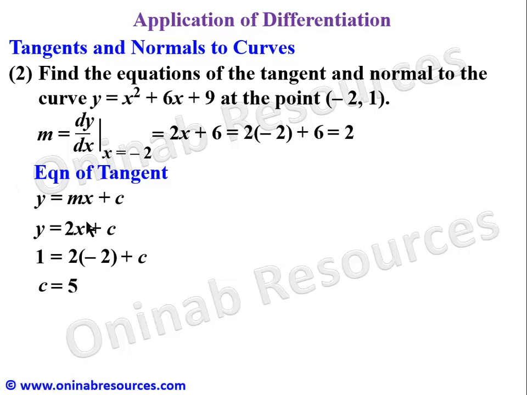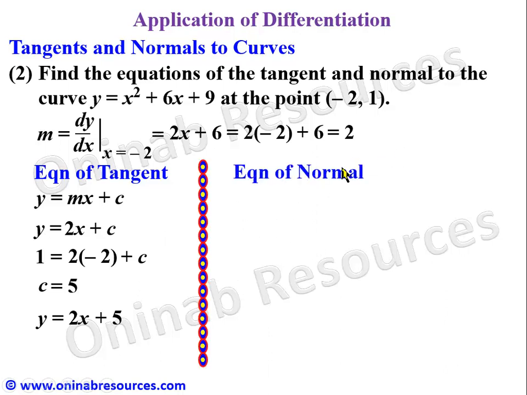We can now go ahead to substitute c in this relation to give us the equation of tangent to the curve at the given point. So we have y equal to 2x plus 5. And that is the equation of tangent. Now we look at the equation of normal.